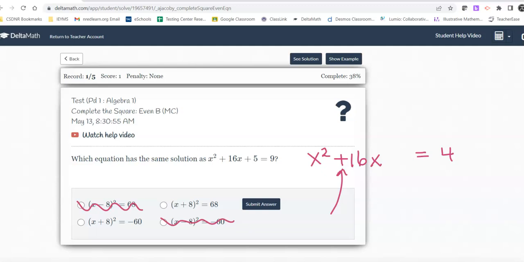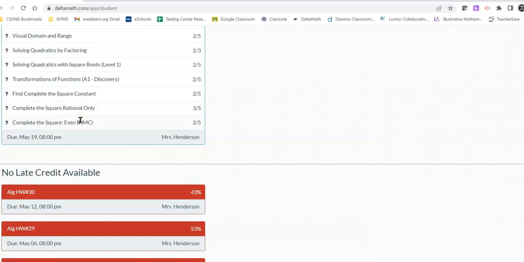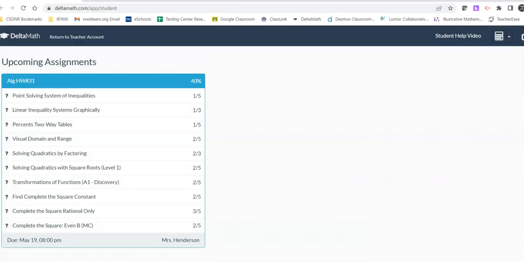Now all I really need to determine, since these are a match, is what will the new c value be. So half of 16 is 8. 8 squared is 64. So when I add 64 to both sides, I get 68. And so now I know why this one is the answer. And that concludes homework number 31.